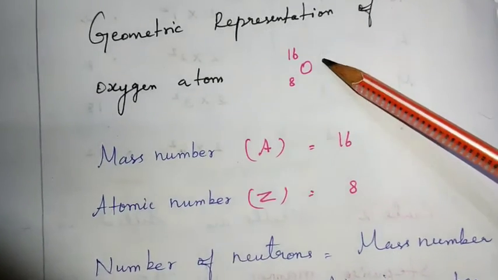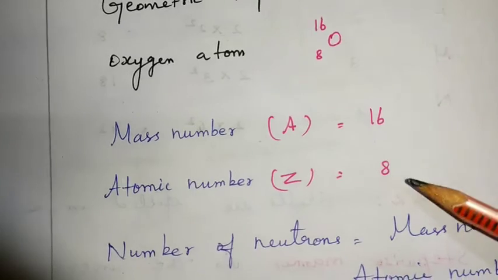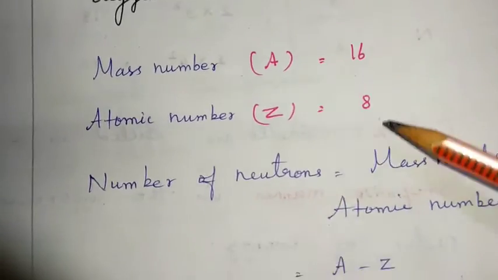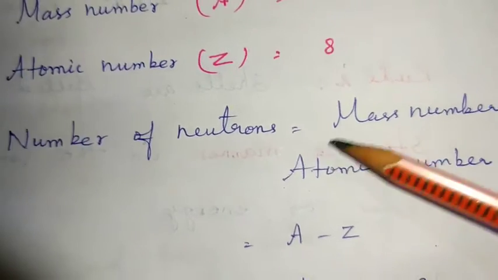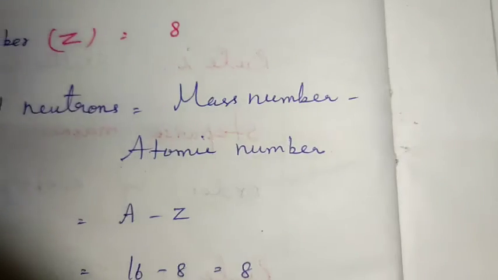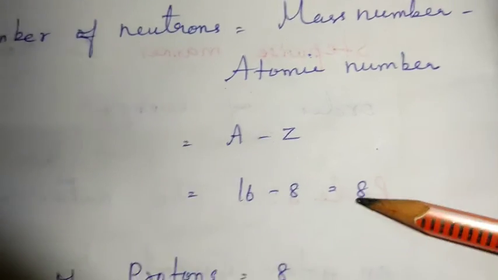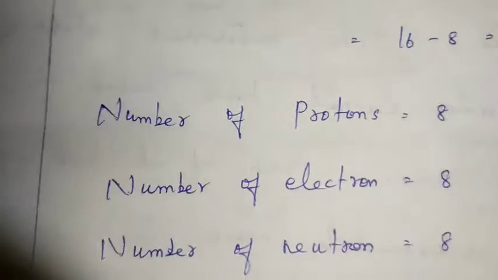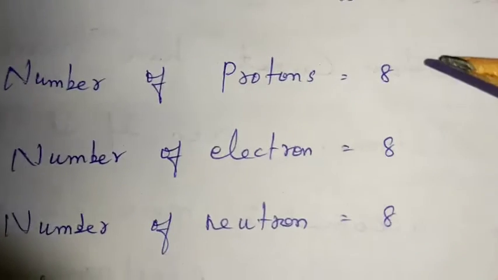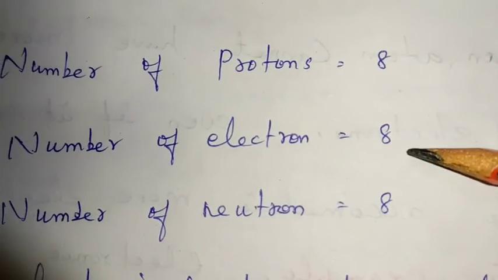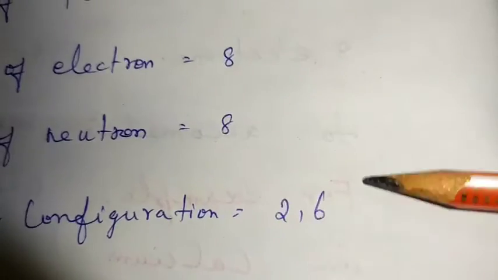What is meant by superscript and subscript, you know very well. Superscript 16 means mass number, and 8 means atomic number. To calculate the number of neutrons, the formula is mass number minus atomic number, A minus Z. So 16 minus 8 is equal to 8. Now calculate the number of protons. The number of protons equals the atomic number, 8. Number of electrons is also 8. Number of neutrons 8. Electronic configuration 2, 6.